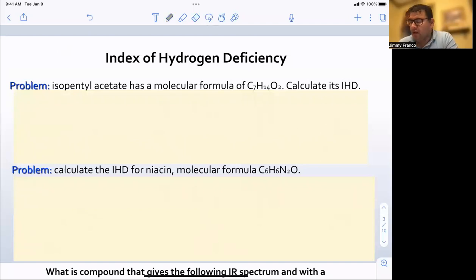Hi, class. If you feel good about giving this hydrogen deficiency a try, pause the video, give it a try, and then we can work it together. If not, let's do the first one together, and then I'll let you try the second one. All right, so the first thing we want to do is look at our formula.